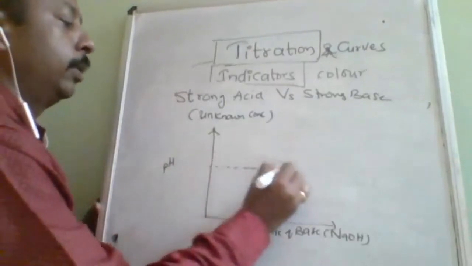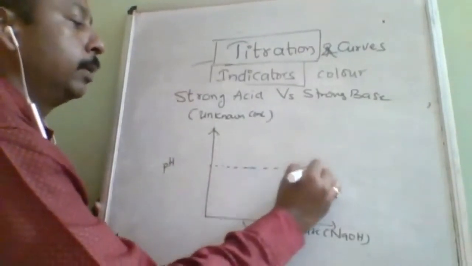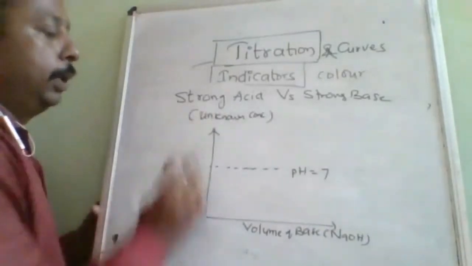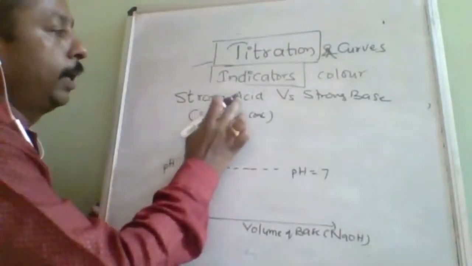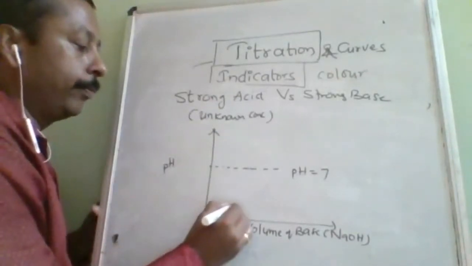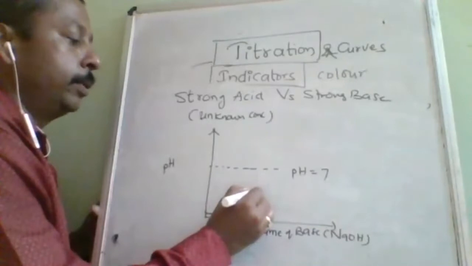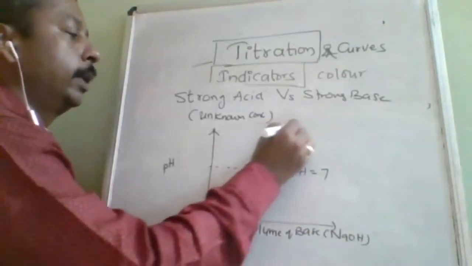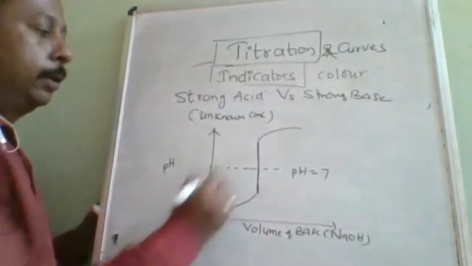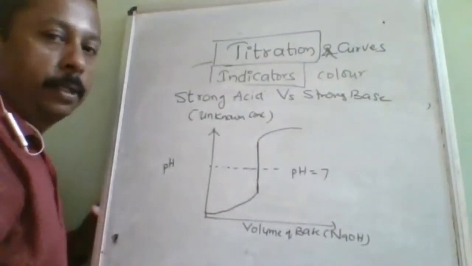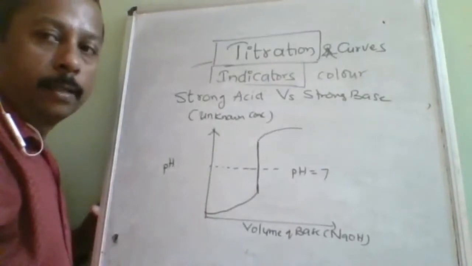If both are strong, the equivalence point will be at 7. Initially the pH will be low, because a strong acid is there. And there will be a sharp rise, and this length is decided by the strength of the acid. The midpoint of this line is pH equal to 7. So this is the titration curve.